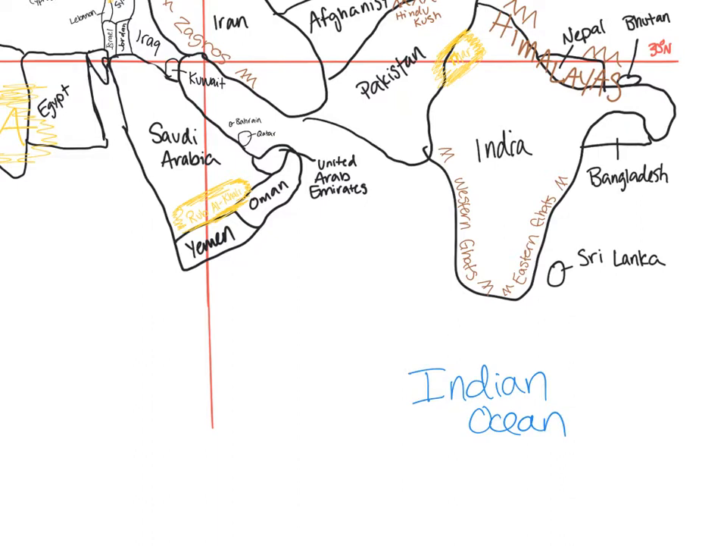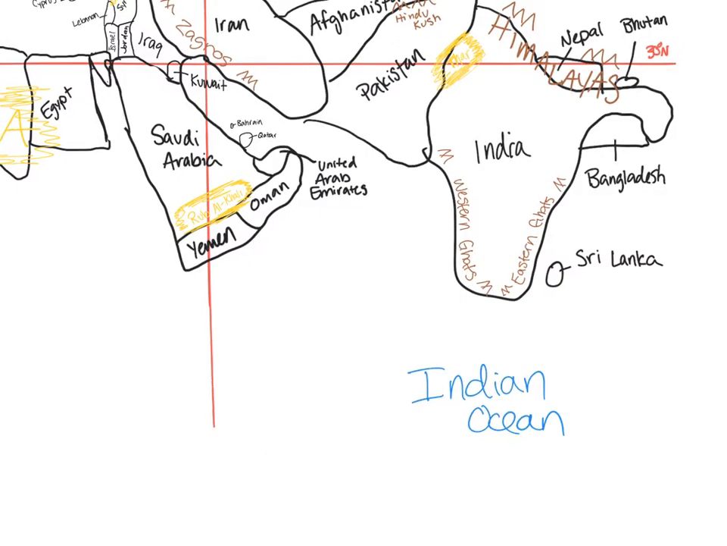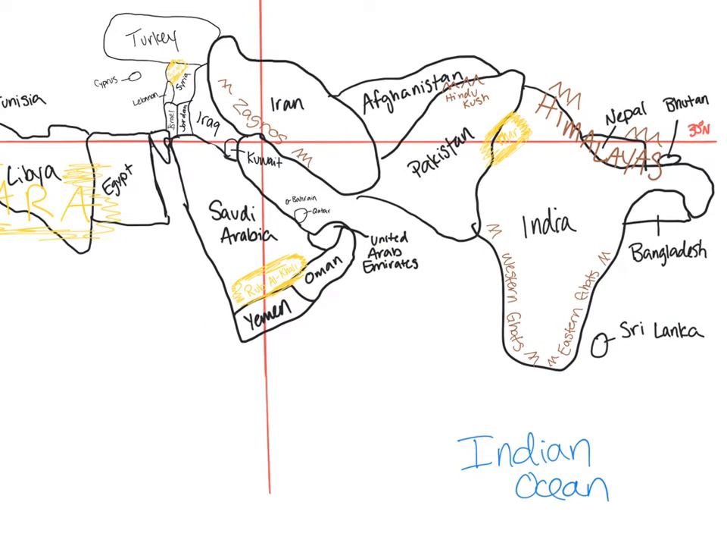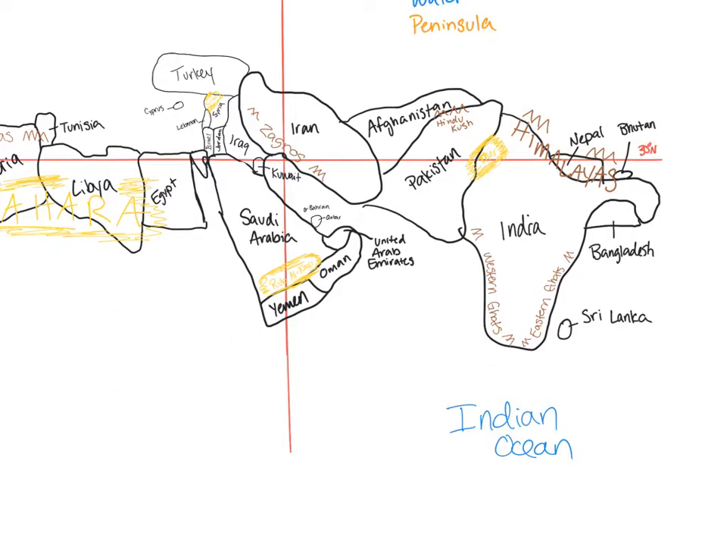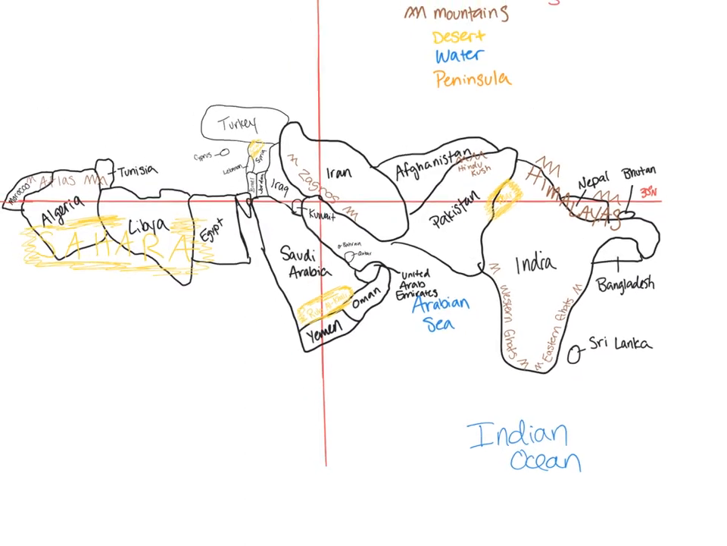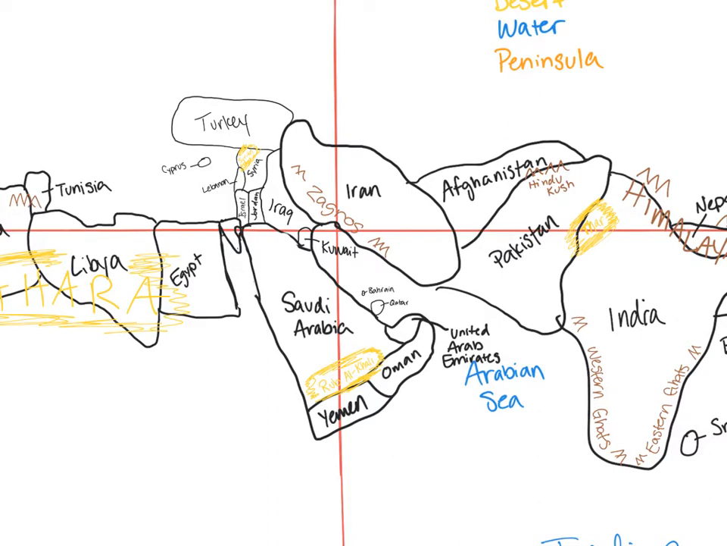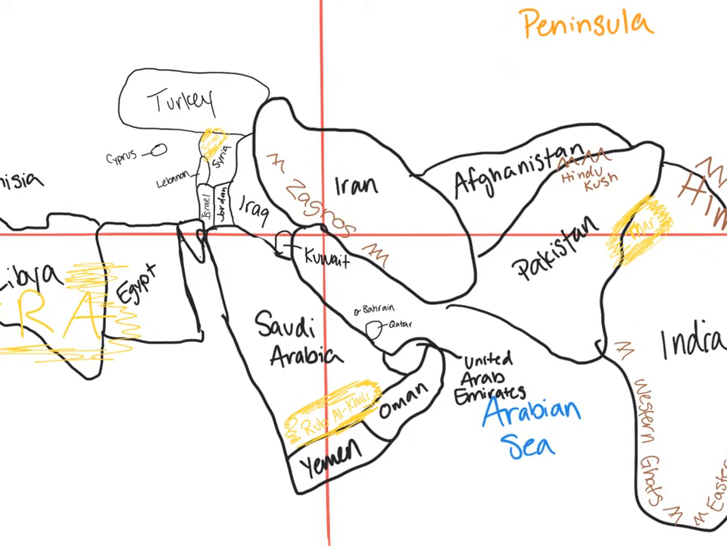The Indian Ocean. Let's go while we're over here. We have the Arabian Sea. The Arabian Sea is in between India and the Arabian Peninsula, right there. So where does the Arabian Sea start and end and go into the Indian Ocean? I don't know the answer to that.